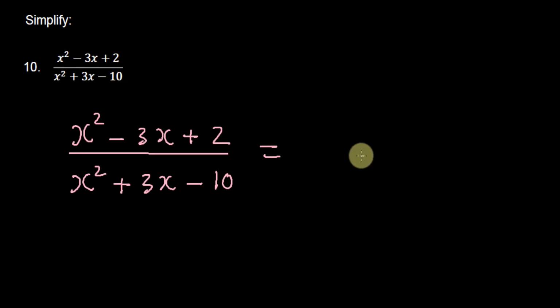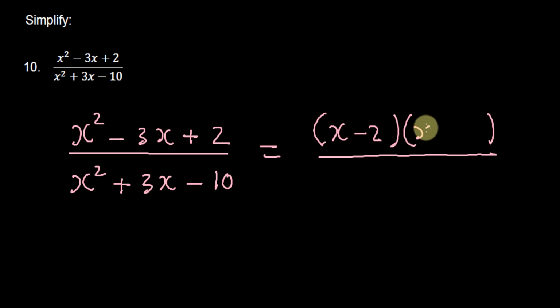We first check for common factors in the numerator and in the denominator. There are no common factors here. So we can proceed to factorize the numerator and the denominator as trinomials. So it's going to be x minus 2 times x minus 1. Always check that your factorization is correct. X times x will give us x squared. Negative 2 times negative 1 will give us positive 2. Then for the middle term, we'll get negative 2x minus 1x, which will give us negative 3x.